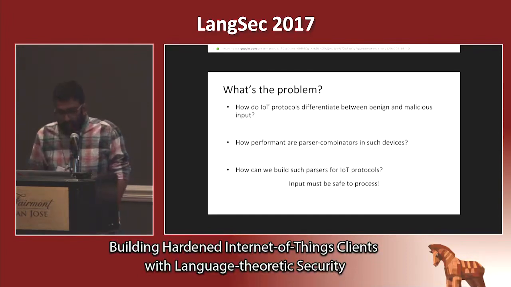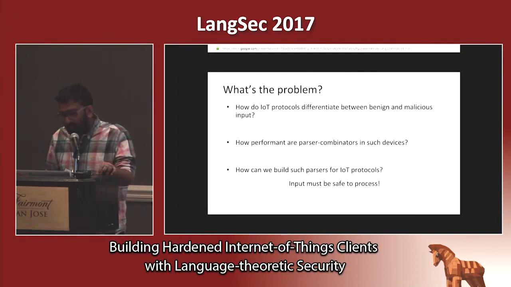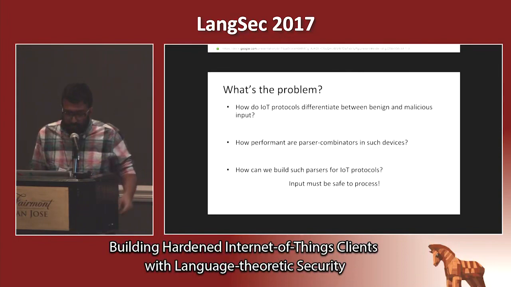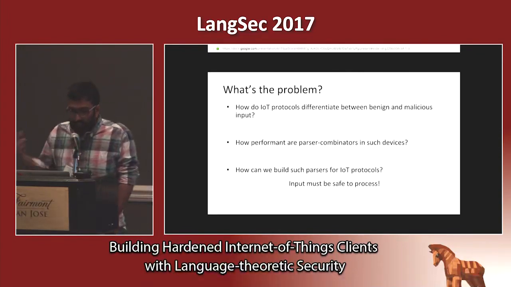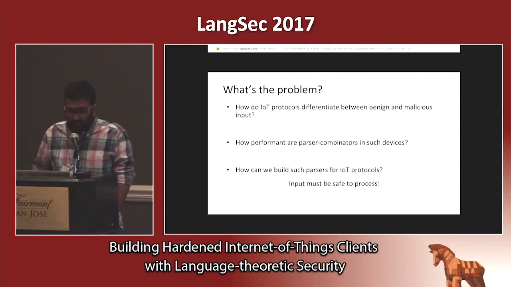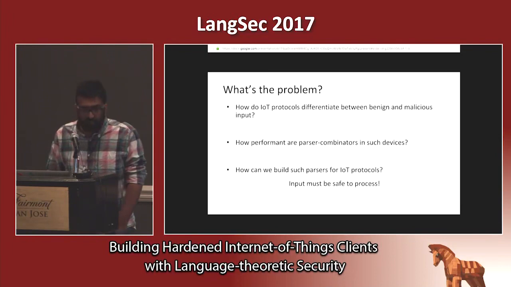Okay, so what's the real problem over here? So the problem we are trying to deal with: how do IoT protocols actually differentiate between good input and bad input, and how well do parser combinators actually perform in constrained devices that use these IoT protocols, and how can we actually build these parsers well?